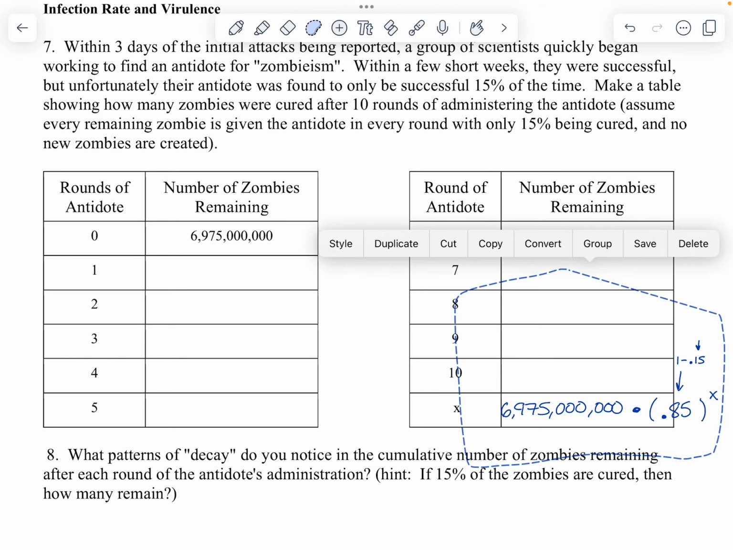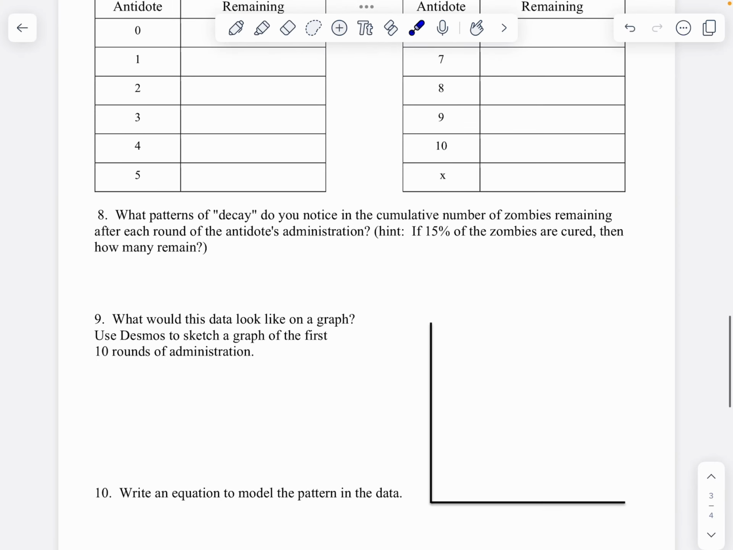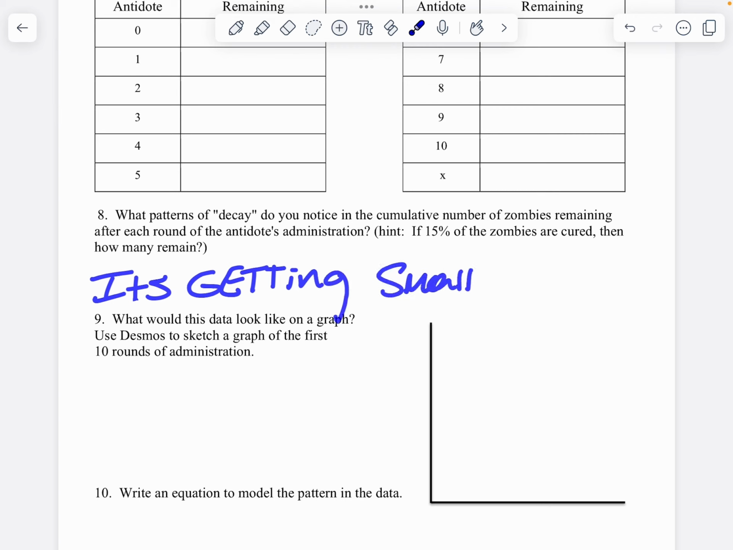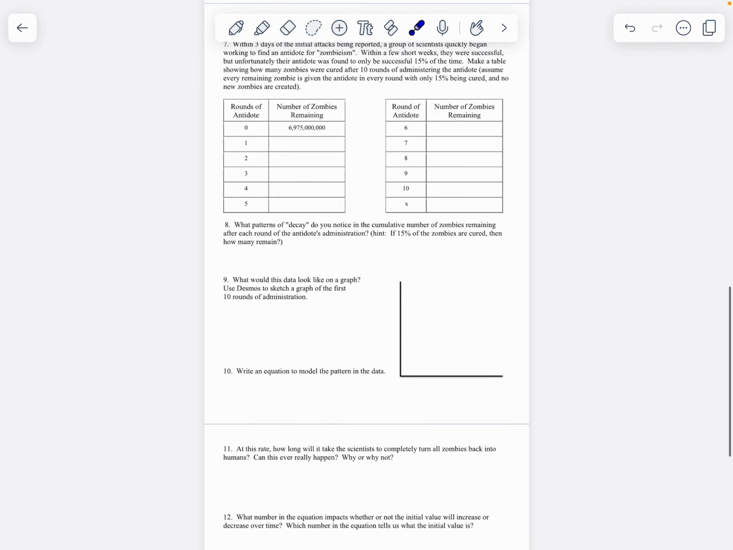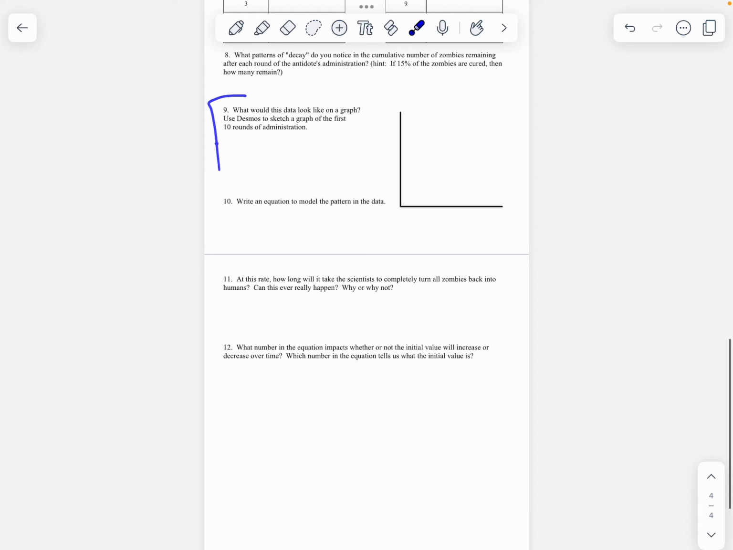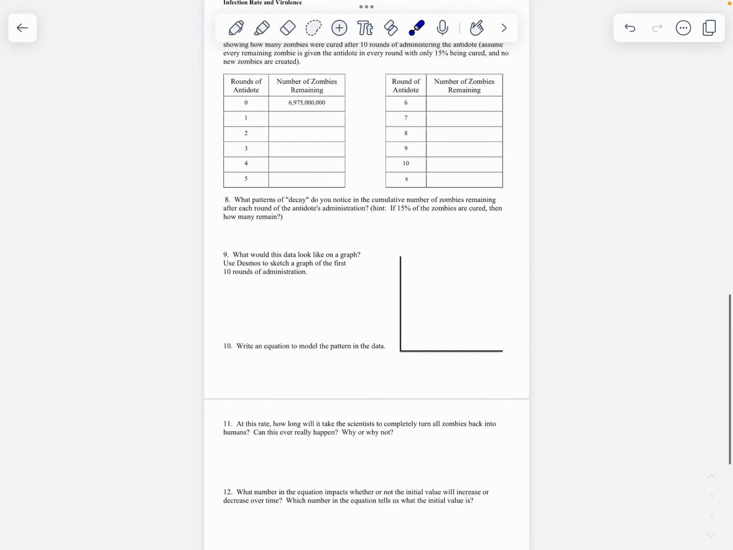Now, again, like I said, what patterns of decay do you notice? Don't just say it's getting smaller. Explain how much it's getting smaller. Explain what you see happening. And then again, very similar, answering a few of these questions.